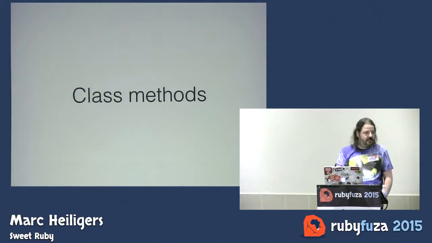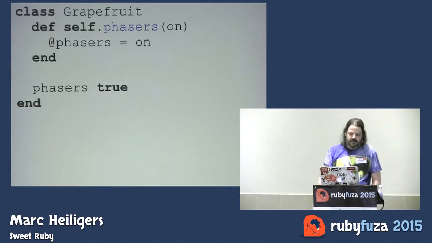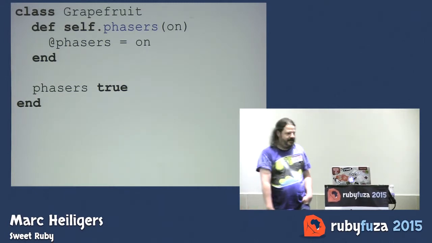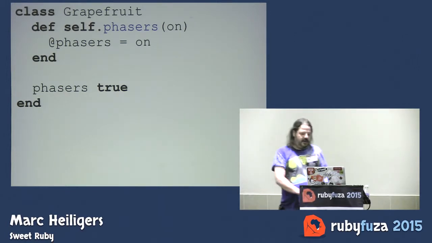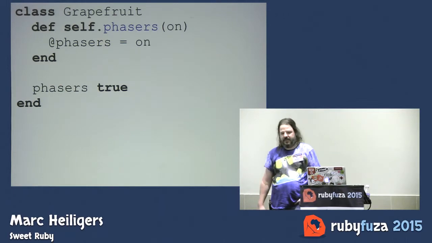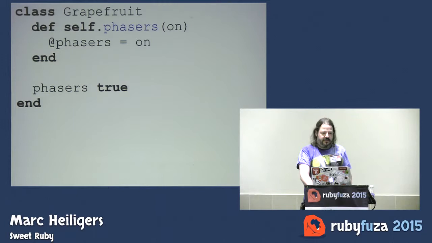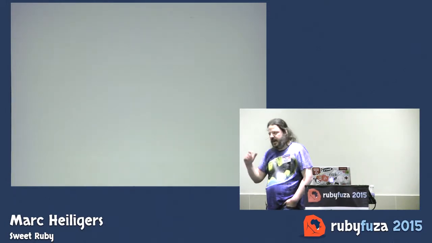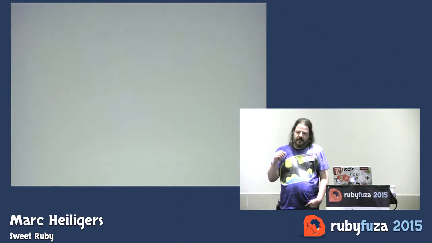The first thing I'm going to talk about is class methods, because we actually use them a lot. For example, we have here a class Grapefruit, and it defines this method phasers. Later on, in your class definition, you can say phasers true. And it's as simple as that. The thing is that it's not very useful to have these class methods in the class you're actually working with.